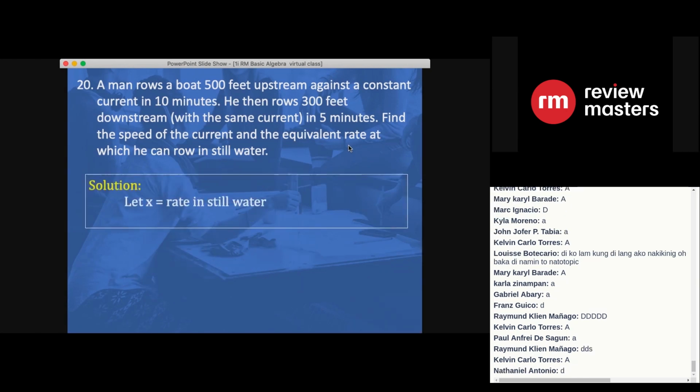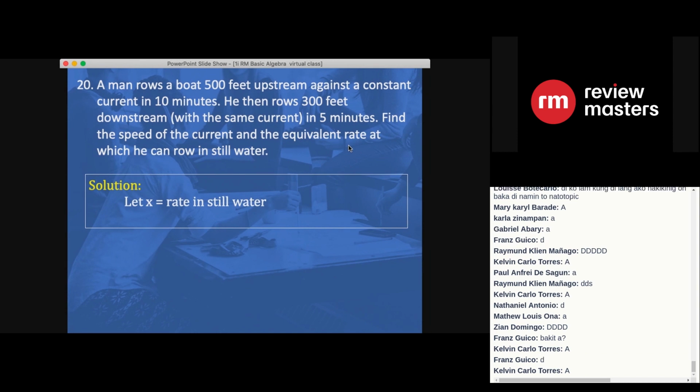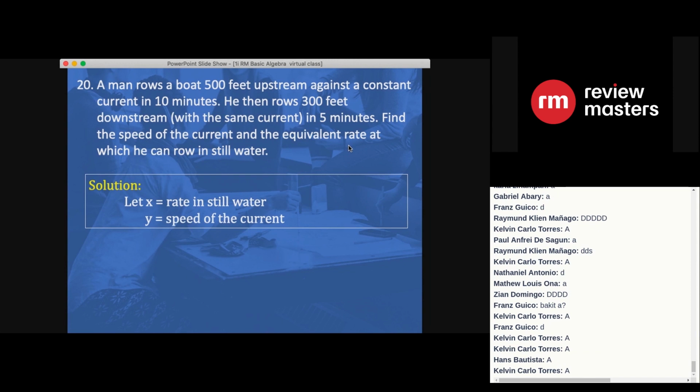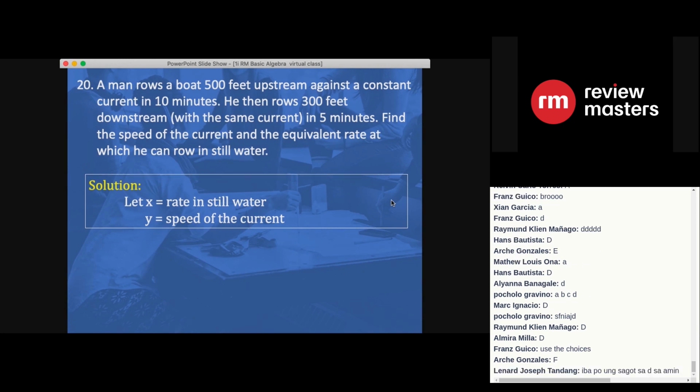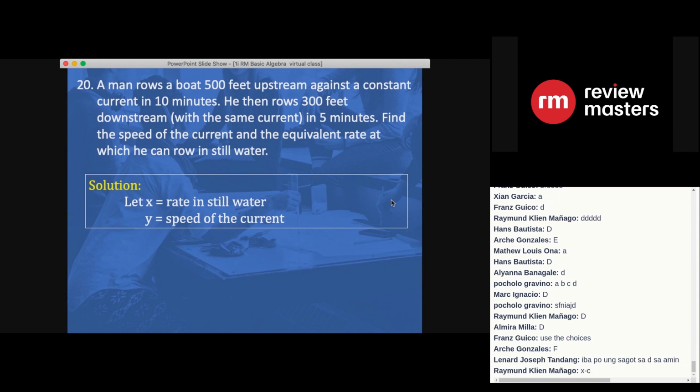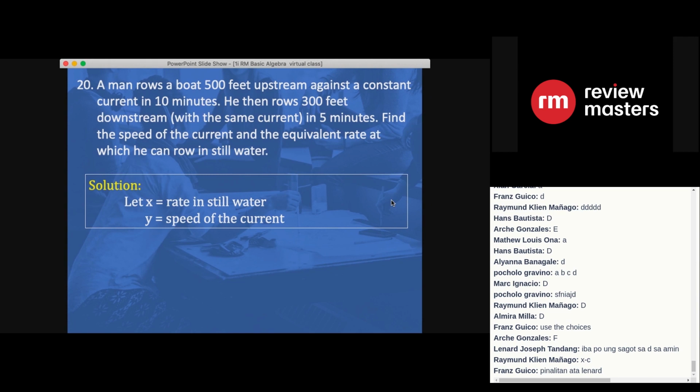Solution. If we let X be the rate in still water, and Y be the speed of the current. What will happen kapag upstream ka? Ano nangyayari? Di ba pag upstream ka, pataas ikaw, mas mabagal ka. Kasi yung rate ng current ay against sa'yo. So, mas mabagal ka kapag upstream. So, yung rate mo, mas mabagal, kasi yung rate mo in still water minus the rate of the current. Okay? So, yun ang nagiging rate mo.